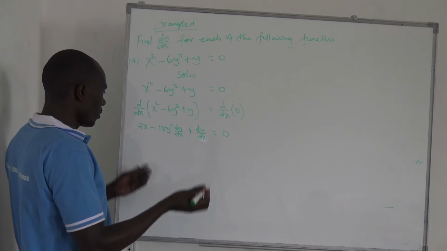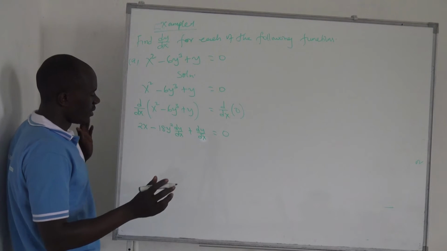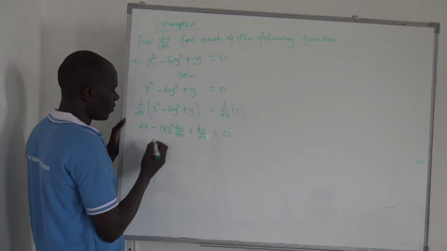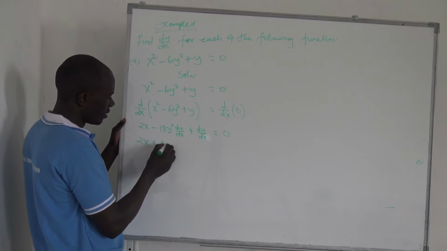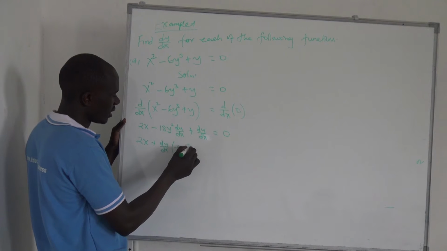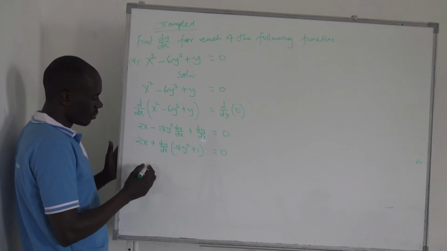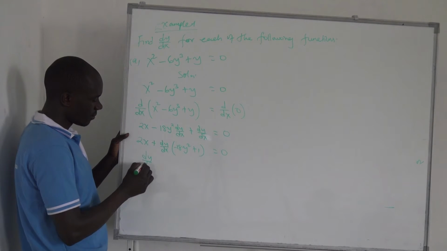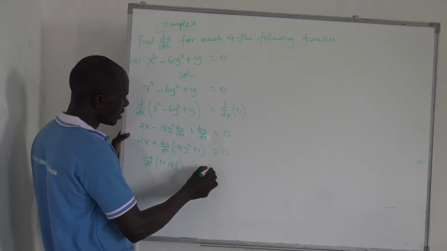Now, those ones with dy/dx, we collect them together. Those ones without dy/dx, we leave them. So we factorize out dy/dx, and I remain with negative 18y squared plus 1, equals 0. So if I want to remain with dy/dx, what do I do? Take this one to the side. It becomes negative. So we remain with dy/dx times 1 minus 18y squared equals negative 2x.